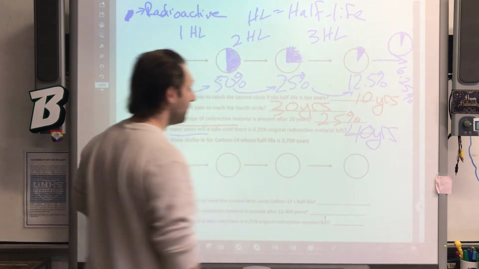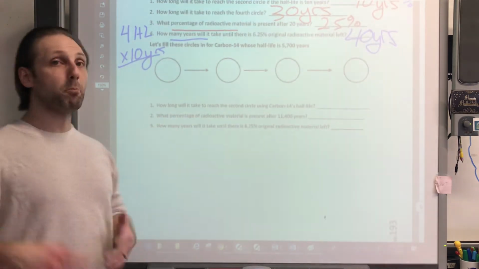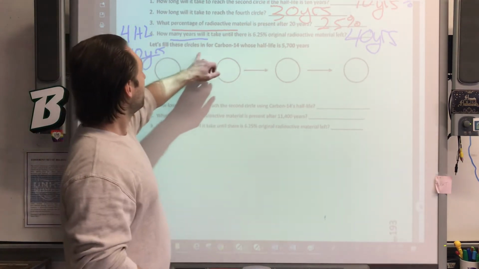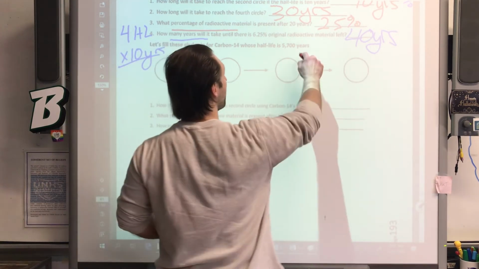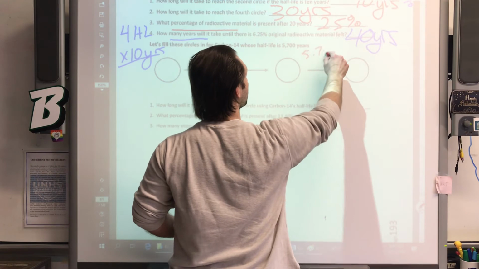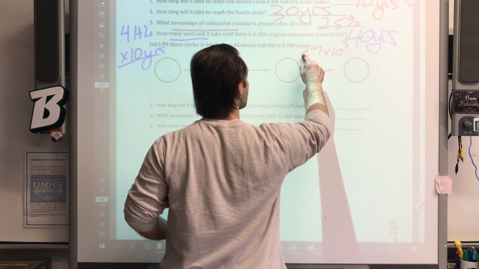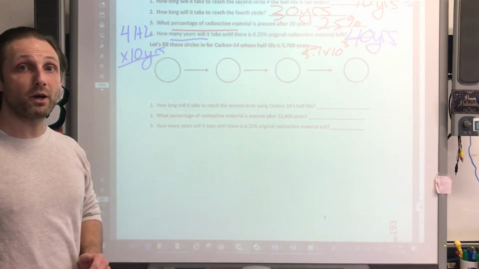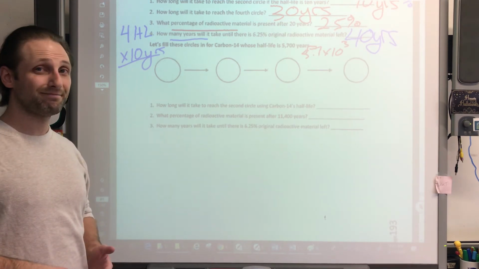Okay. So right now what I'd like you to try to do is apply this to an actual element being carbon-14 using the half-life of 5,700 years, also known as 5.7 times 10 to the 3 years. Okay? So take a moment, try to solve those questions, pause the video, give it a shot, we'll come back.